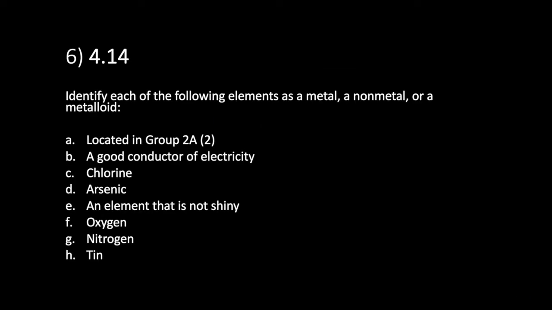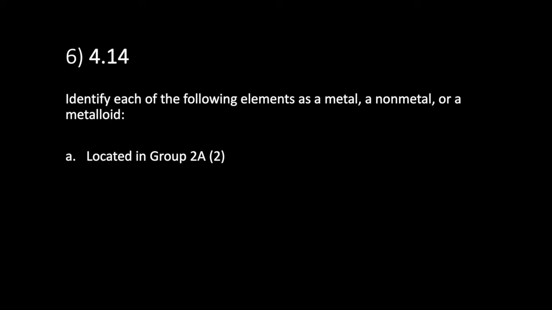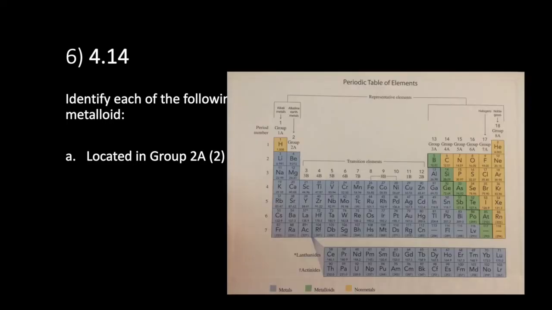For 6, it says identify each of the following elements as a metal, nonmetal, or a metalloid. It's the same type of thing. A, it says, what if it's located in group 2A? Or that could also just be called group 2. Now that's over here on the left side of the periodic table. Notice that all of these elements are blue.